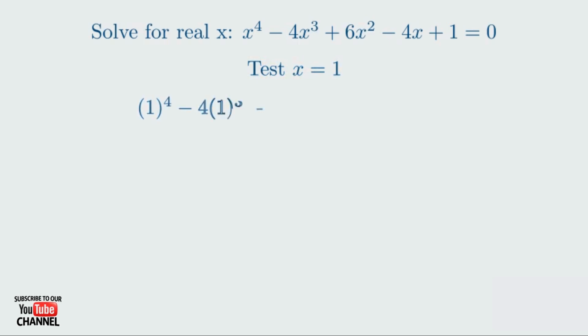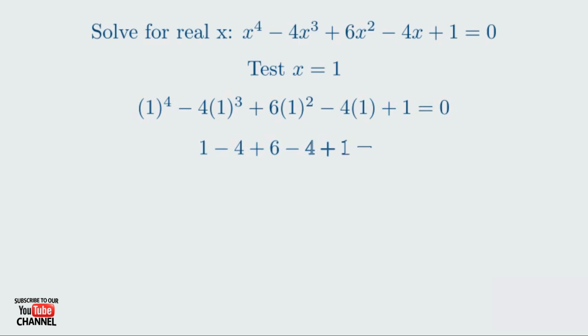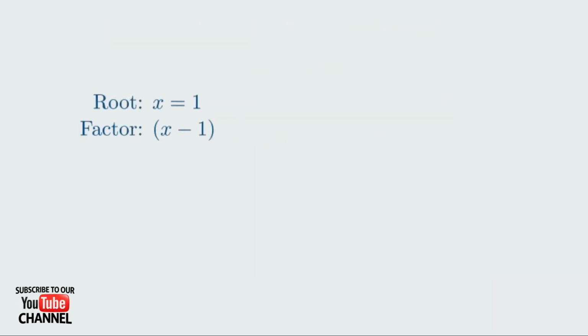This gives us 1 to the fourth minus 4 times 1 cubed plus 6 times 1 squared minus 4 times 1 plus 1. Simplifying, we get 1 minus 4 plus 6 minus 4 plus 1. If we add and subtract these numbers, we find that the result is 0. Since the equation holds true, we've found that x equals 1 is a root of the polynomial. This means that x minus 1 is a factor of our polynomial.